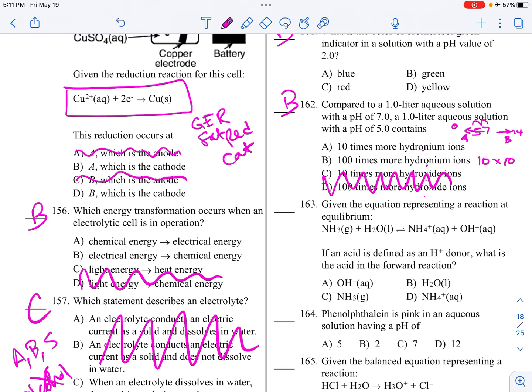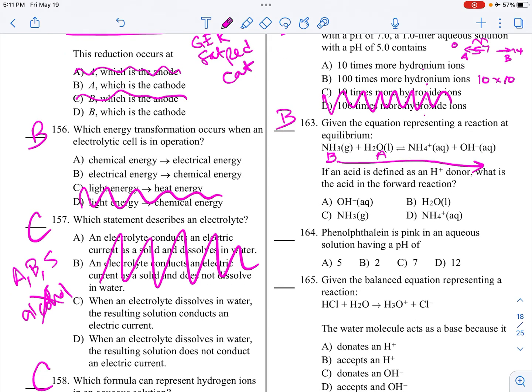All right, so we got a reaction equilibrium. If an acid is defined as an H plus donor, which is, wow, they gave that to you? That's pretty awesome. What is the acid of the forward reaction? So this is the forward reaction. NH3 becomes NH4 plus. That means this gained, which means H2O becomes OH minus, which means that gave away. So it has to be H2O liquid.